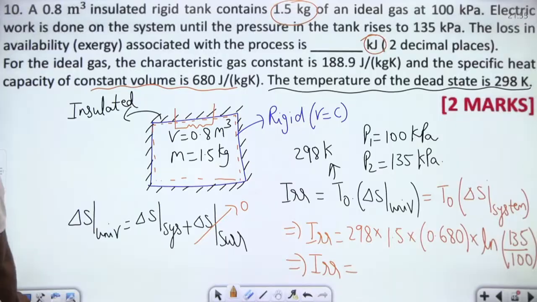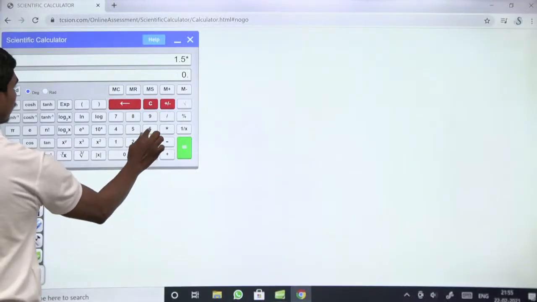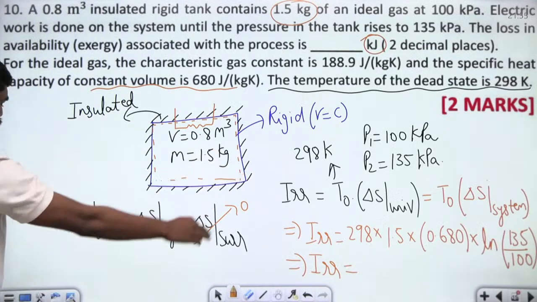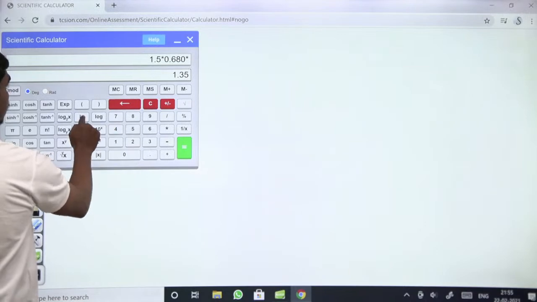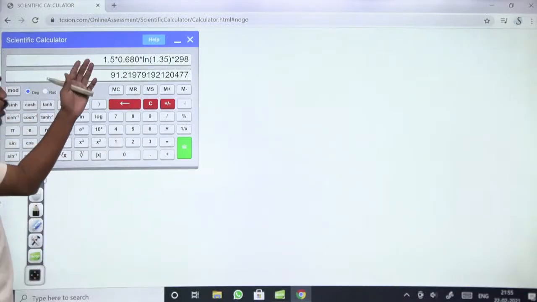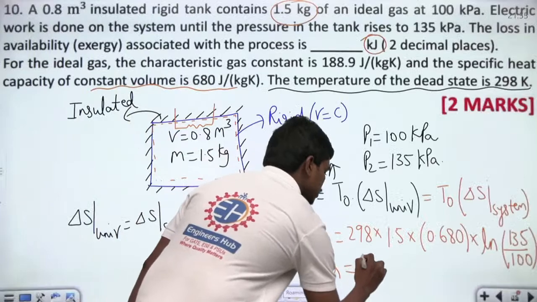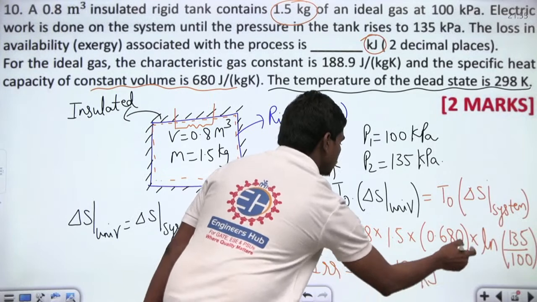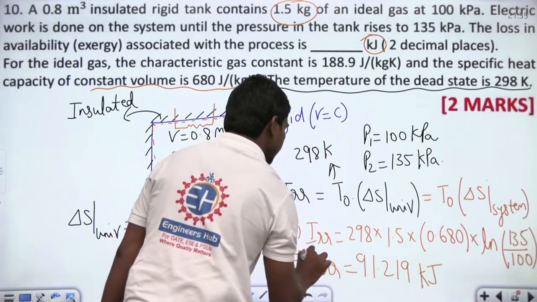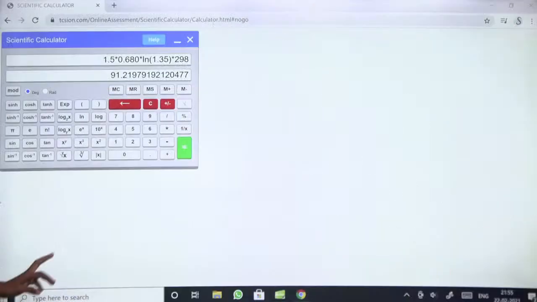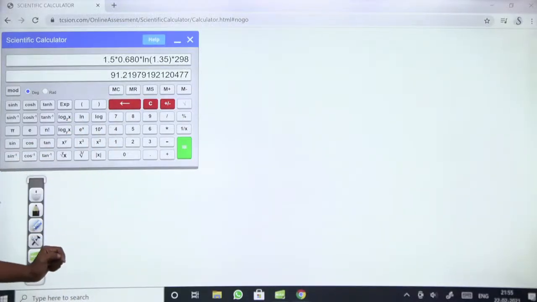So 1.5 into 0.680 into ln of 135 by 100, and we have one more thing to multiply, which is 298. If you multiply all these things, 91.219 kilojoules is the exergy that's getting destroyed. 91.219 kilojoules, of course, because we have substituted the Cv in kilojoules. So the irreversibility of the system is equal to 91.219.